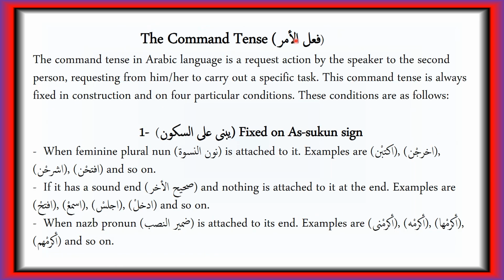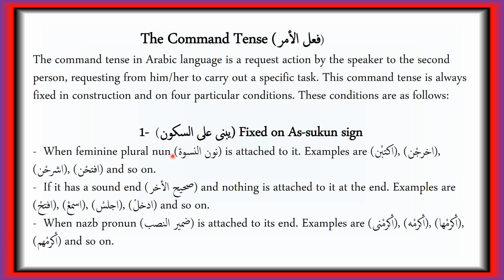The command tense, fi'l al-amr. The command tense in the Arabic language is a request for action by the speaker to the second person, requesting him or her to carry out a specific task. This command tense is always fixed in construction, on four particular conditions. These conditions are as follows.